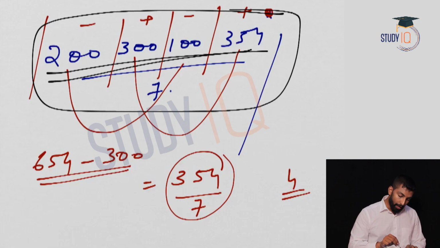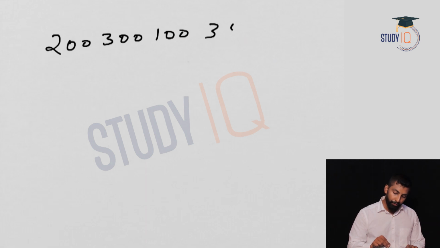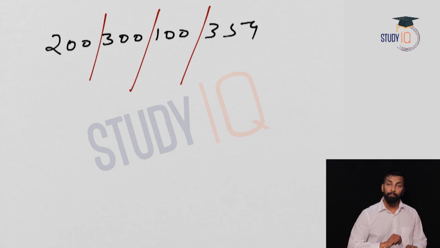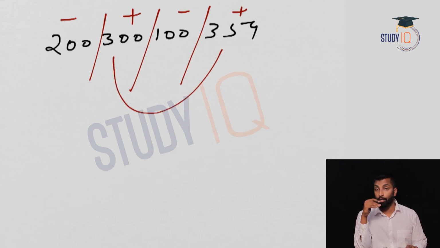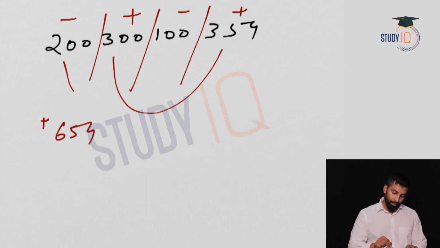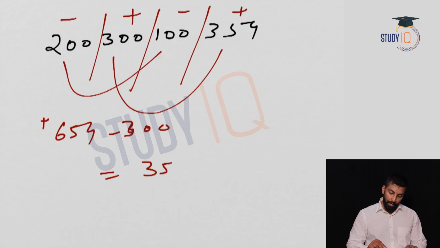So what we did is, a quick recap. You have this number 200, 300, 100, 354. Okay. You group into groups of triplets from the rightmost side. Put plus minus signs alternatively from the rightmost side again. Bring together the groups with the same sign. So you get 654, that is plus. Then this 2 minus 300. When you take the difference, you get 354.